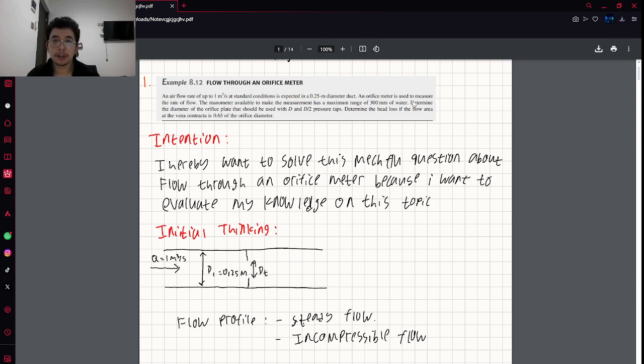The orifice meter is used to measure the rate of flow. Basically, it measures the rate of flow of how the fluid is flowing to the orifice. But basically, I want to refresh the knowledge. If you didn't know, an orifice is basically like a pipe which has this section right here.